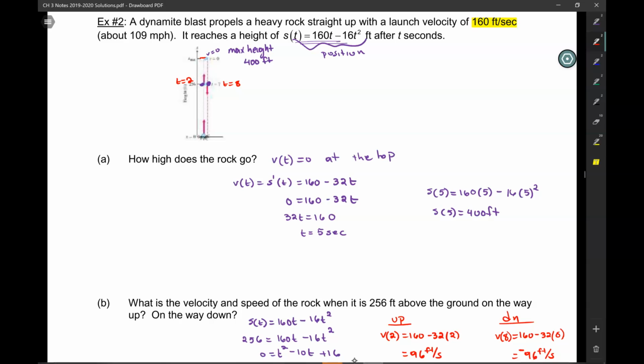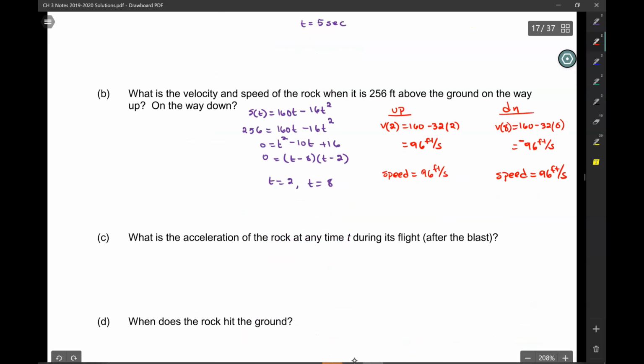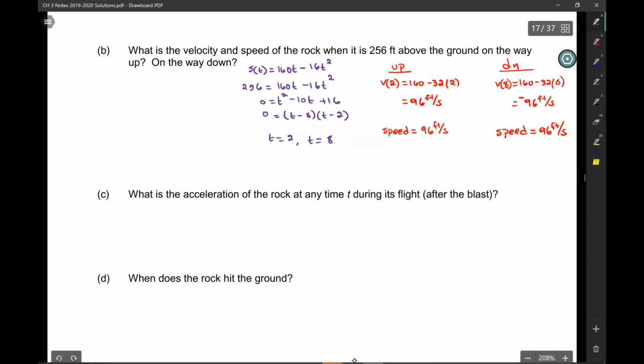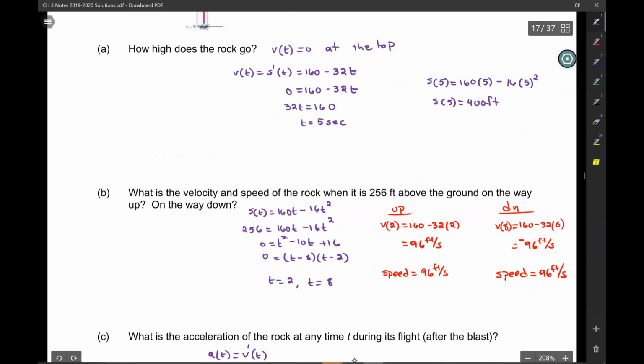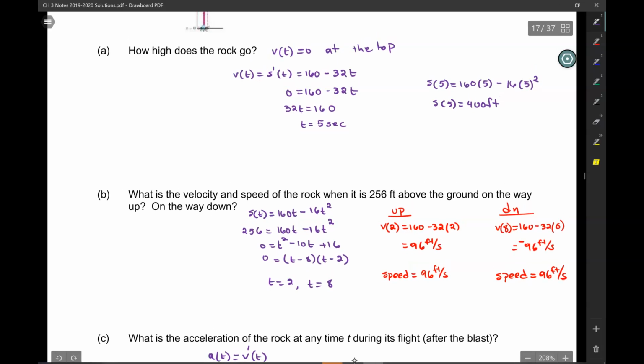Okay? Speed is the absolute value. All right. Acceleration of the rock at any time t. Acceleration is v of t, I'm sorry, v prime of t. My velocity was 160 minus 32t. Now I need the derivative of this, which is just negative 32.